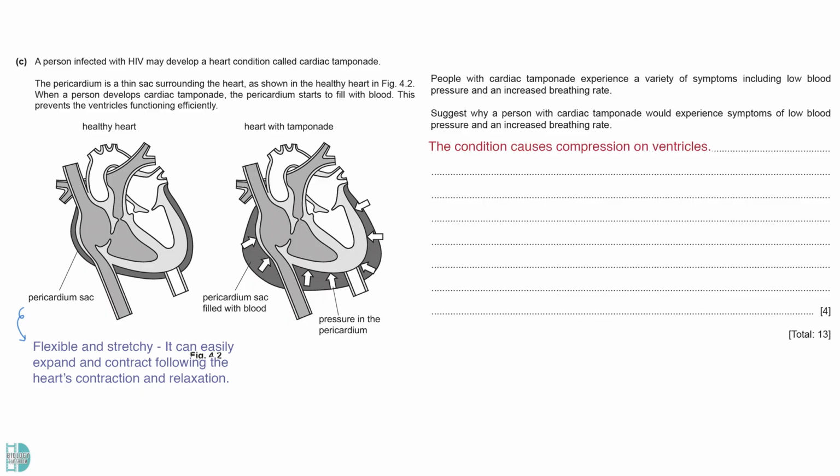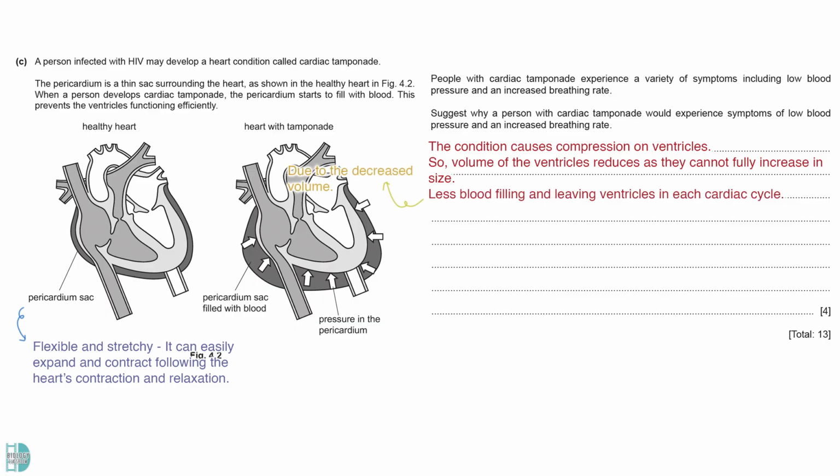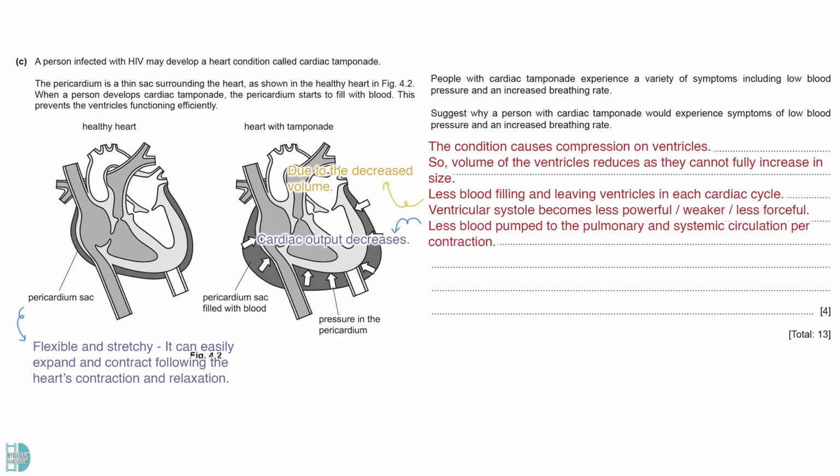When it is filled with blood, it causes compression to the ventricles. So, the volume of the ventricles reduces. They can no longer fully increase in size. With less blood filling the ventricles, less blood will leave the ventricles in each cardiac cycle during ventricular systole. Ventricular systole will become less powerful. The volume of blood pumped to the pulmonary and systemic circulation per contraction will decrease. In other words, the cardiac output decreases.